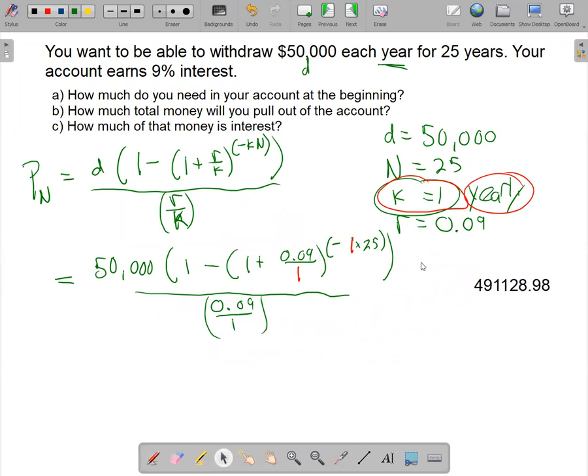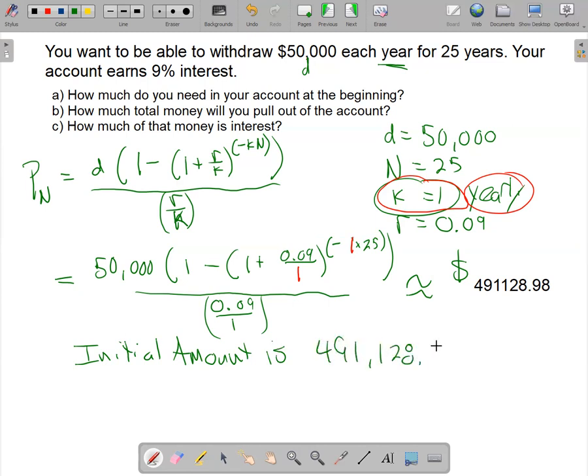This time the rounding worked out nice. I didn't have to do anything special, just accept the number they gave me. So that's approximate, because there were some fractions of a cent there. What is that amount? That's the initial amount for the account. The initial amount is $491,128.98. And I need that initially in my account if I'm hoping to withdraw 50,000 at the end of each year, every year for 25 years.